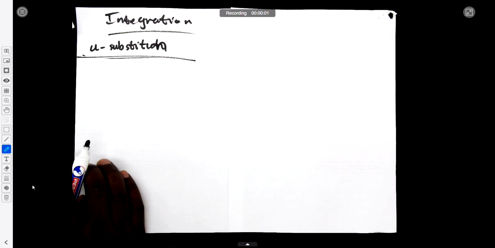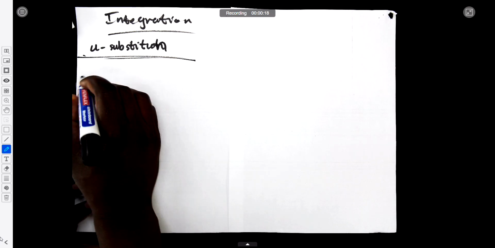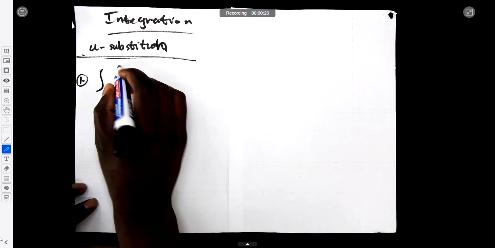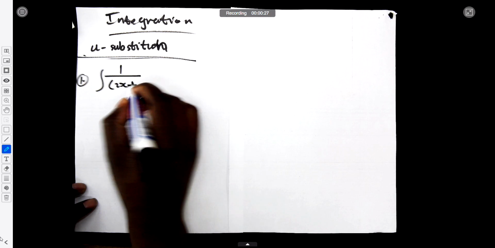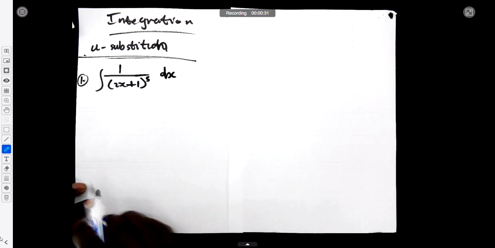We started integration by inspection. We applied and wrote down all the rules of integration. So let's say we try and look into functions where we need to apply the u method or u substitution. I'll still start with algebraic functions. Maybe if I take one example here, let's say we have 1 over 2x plus 1 to the power of 5, dx.